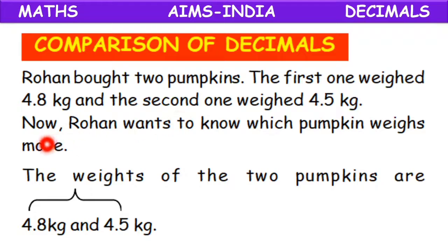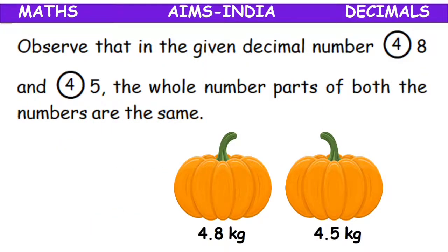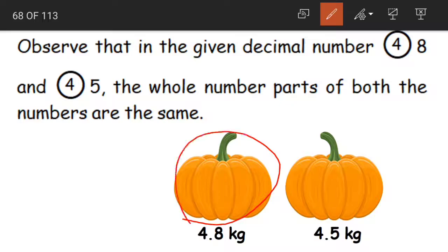The first one weighed 4.8 kgs and the second one weighed 4.5 kgs. Now Rohan wants to know which pumpkin weighs more. The weights of the 2 pumpkins are 4.8 and 4.5 kgs. Are you looking at this pumpkin, children? Yes. So the weight of the first one was 4.8 kgs and the weight of the second one was 4.5 kgs. Now Rohan here wants to know which is the heavier pumpkin.